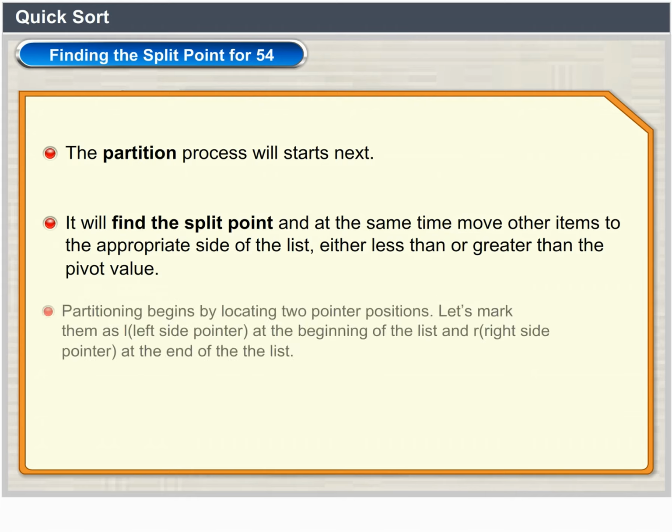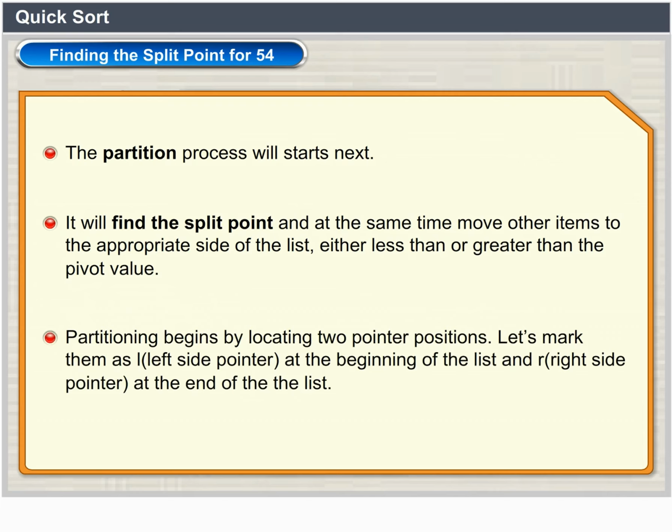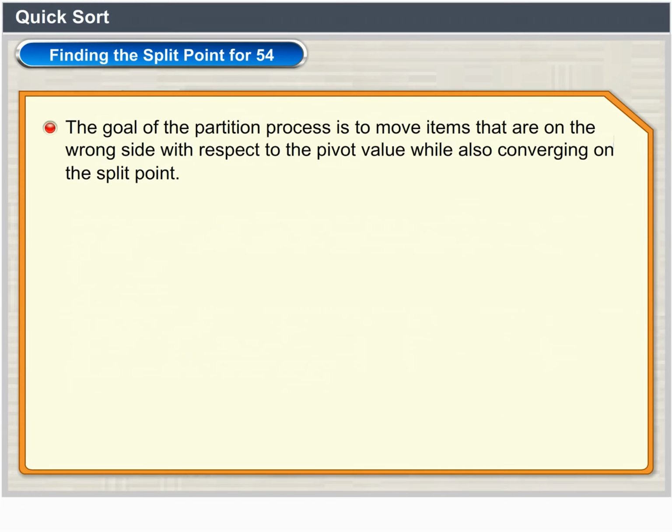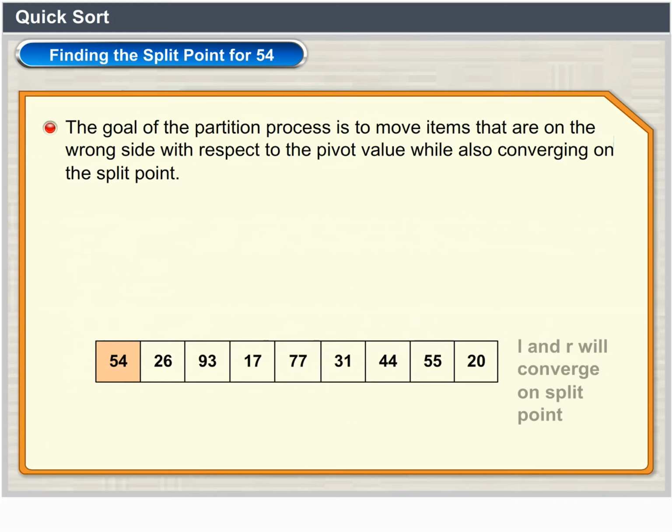Partitioning begins by locating two pointer positions. Let's mark them as L, left side pointer, at the beginning of the list, and R, right side pointer, at the end of the list. The goal of the partition process is to move items that are on the wrong side with respect to the pivot value while also converging on the split point. This figure shows L and R will converge on the split point.